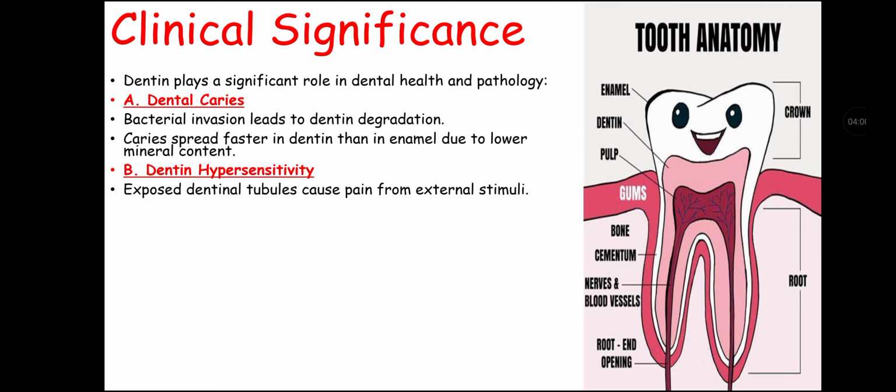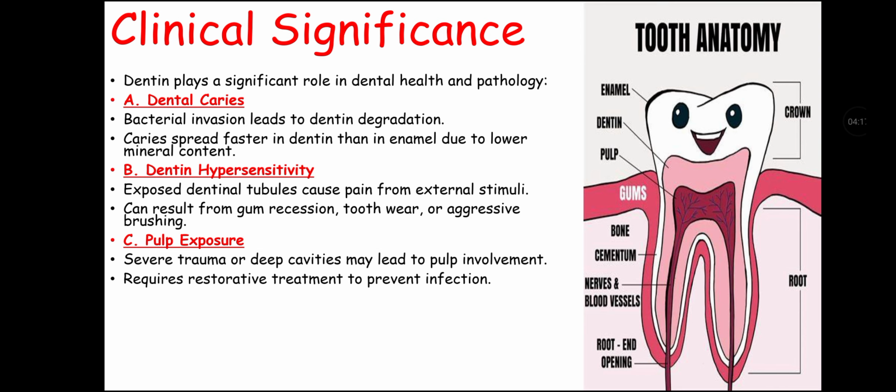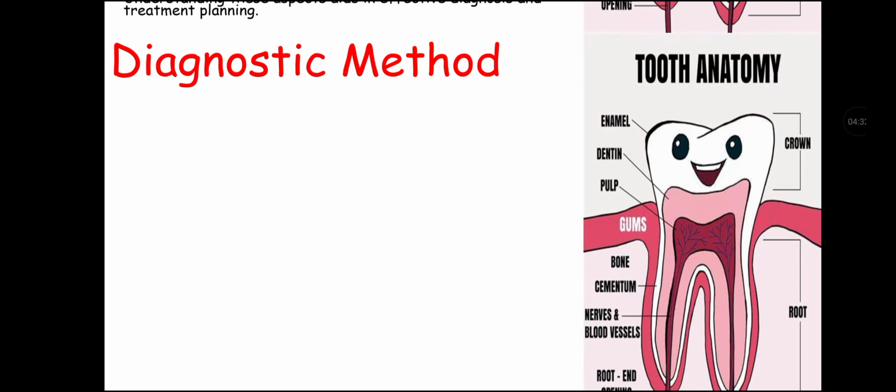That is, exposed dentinal tubules cause pain from external stimuli, and it can result from gum recession, tooth wear, or aggressive brushing. Next significance is pulp exposure, that is because of severe trauma or deep caries that may lead to pulp involvement, and it requires curative treatments to prevent infection. Next significance is aging effects as secondary dentin deposition reduce pulp space and changes in dentin permeability alter sensory response. Understanding these aspects aids in effective diagnosis and treatment planning.